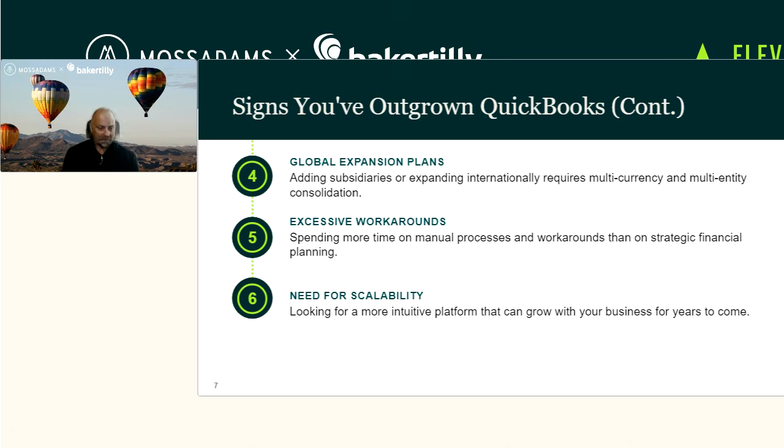And then lastly, the need for scalability. If we're looking for more of an intuitive platform that can grow over time, that's something that QuickBooks just won't allow you to do.